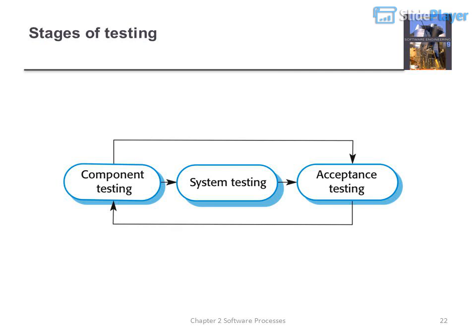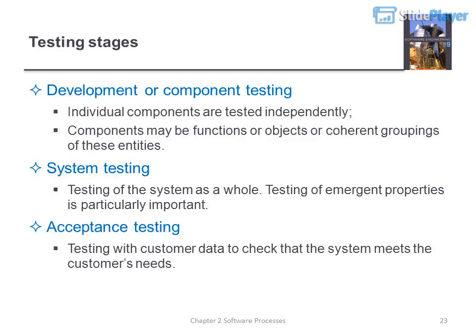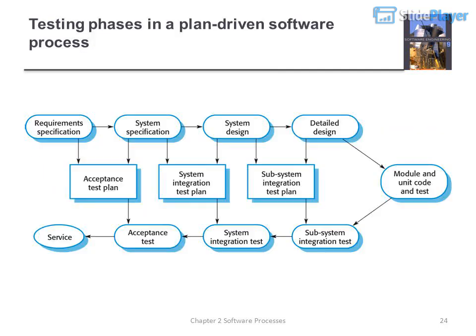Stages of testing. Development or component testing: individual components are tested independently. Components may be functions or objects or coherent groupings of these entities. System testing: testing of the system as a whole. Testing of emergent properties is particularly important. Acceptance testing: testing with customer data to check that the system meets the customer's needs. Testing phases in a plan-driven software process.